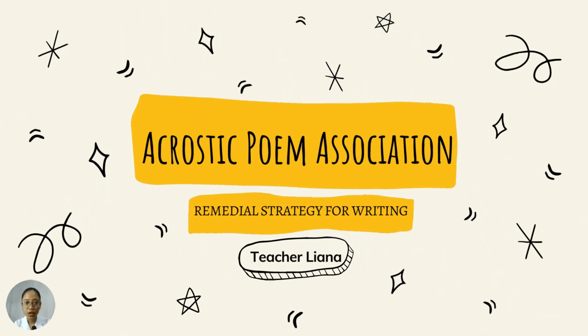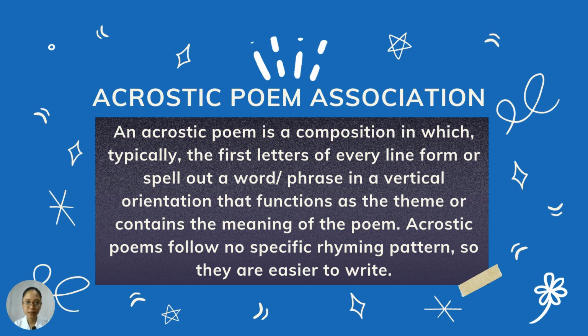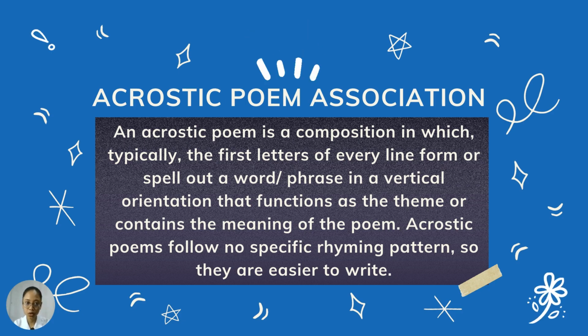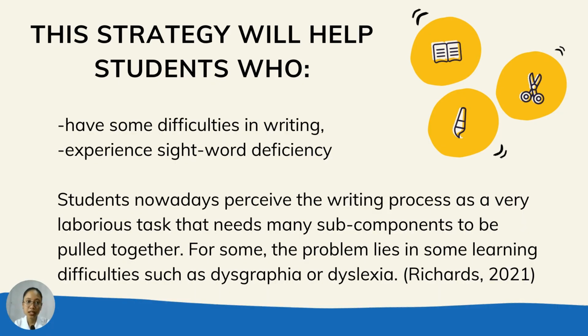For today's session, we will be discussing acrostic poem association, a remedial strategy for writing. Let's define what an acrostic poem is. An acrostic poem is a composition in which typically the first letters of every line spell out a word in a vertical orientation that functions as the theme or contains the meaning of the poem. Acrostic poems follow no specific rhyming pattern, so they are easier to write.